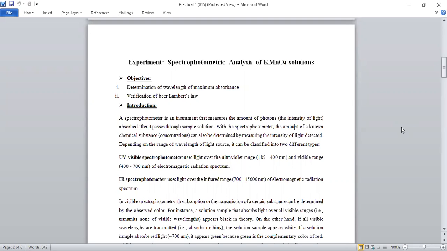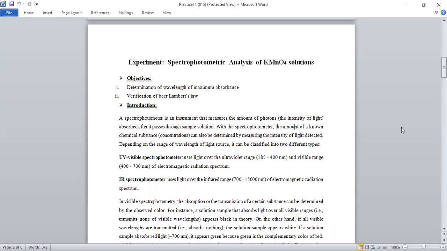Introduction. A spectrometer is an instrument that measures the amount of photons, the intensity of light absorbed after it passes through a sample solution. With a spectrophotometer, the concentration of a known chemical substance can also be determined by measuring the intensity of light detected. Depending on the range of wavelength of the light source, it can be classified into two different types: UV visible spectrometer and IR spectrometer.